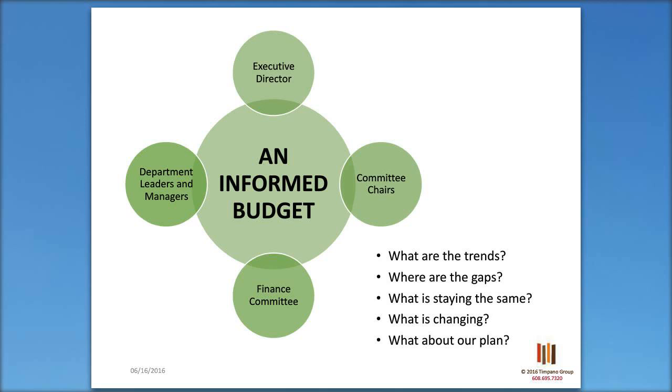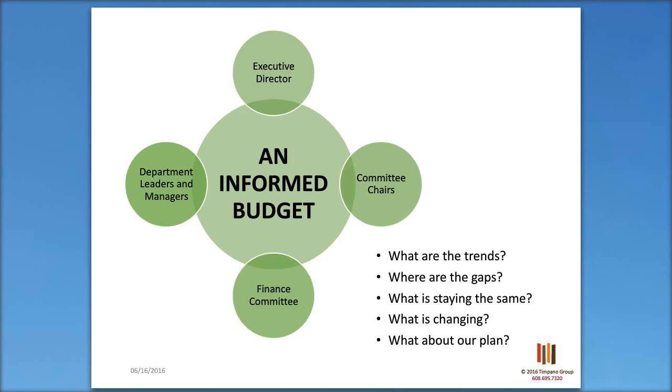Then looking at what are the gaps. That may be the history of how we've been doing things, but perhaps there are gaps that have occurred in terms of your ability to move the mission in certain areas because you didn't have enough resources, or you were over-resourced in one area and under-resourced in another. So looking at critically, what are those gaps?